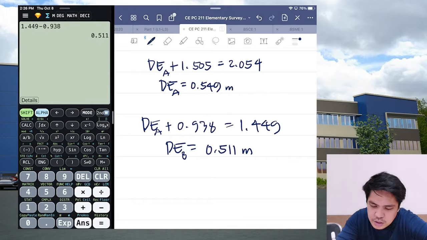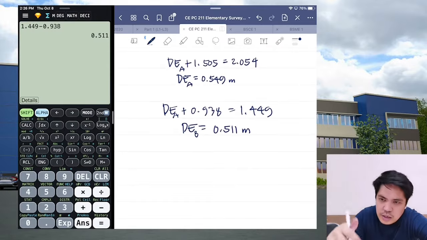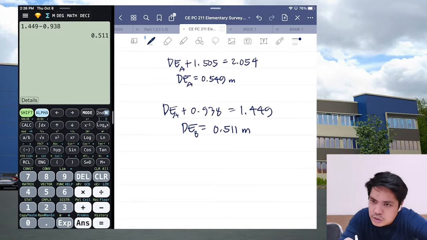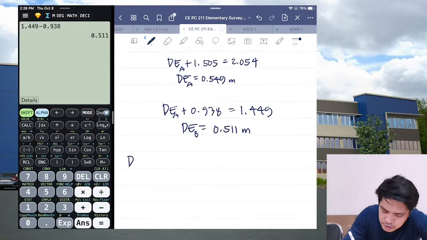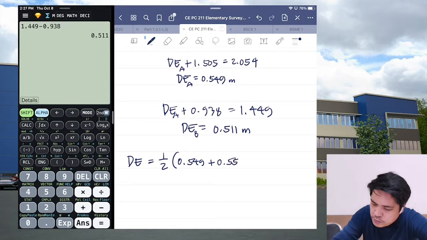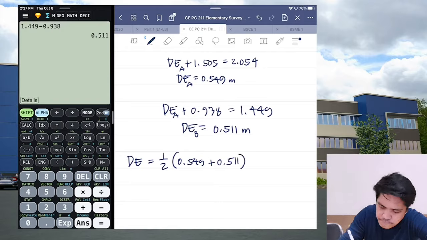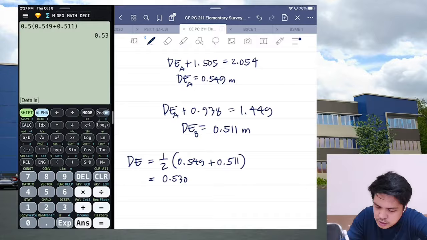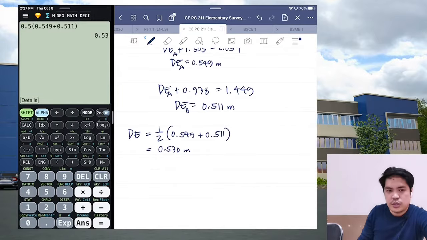Therefore, the instrument is not calibrated, because they are not the same. So in this case, first, we can just take the average, and that is what we take as the difference in elevation. So we can say that DE is just the average of these two, 0.549 plus 0.511. If we calculate that, 0.5 times (0.549 plus 0.511), that's 0.530 meter. So that's our difference in elevation, the average.